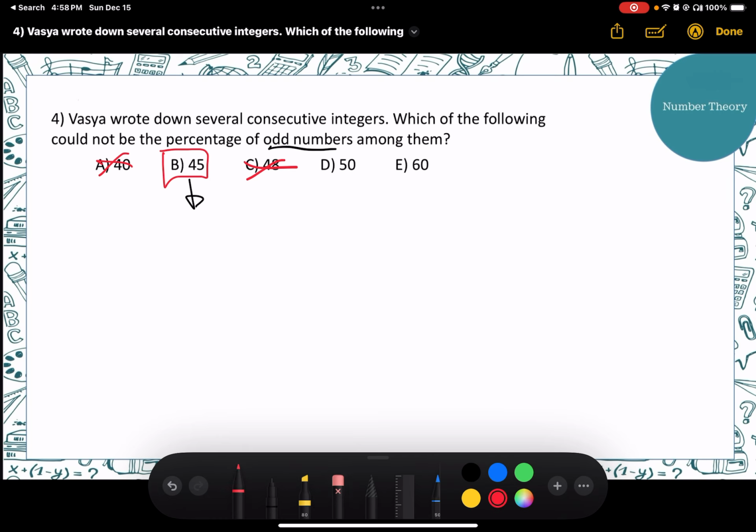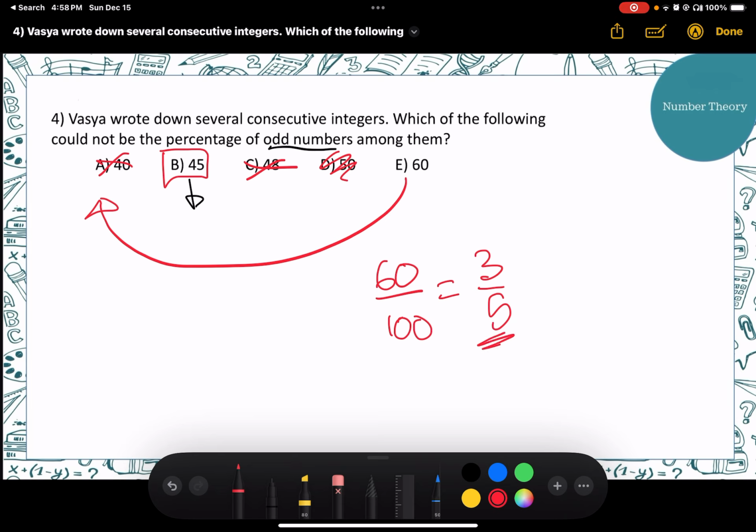But for the last one, this is the same as A. It's just reversed. 60% equals 3 out of 5. You have an odd number of numbers. And so you can basically do 1, 2, 3, 4, 5. And 1, 3, and 5 are odd, which is 3 out of 5. So B is the correct answer.